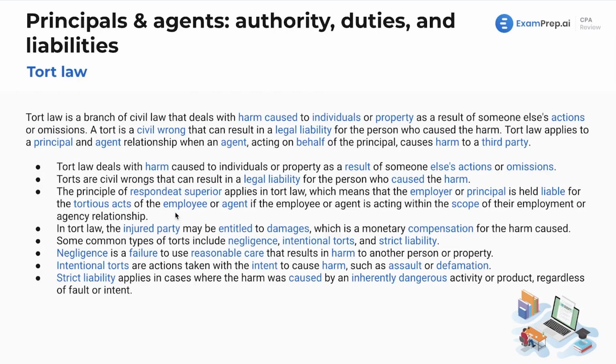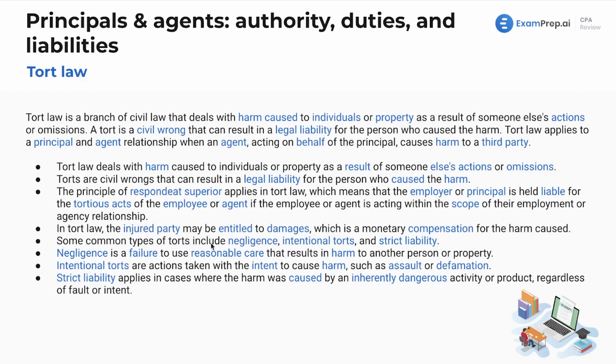It really depends on if you are following the employer's rules and regulations and what you're supposed to be doing within the scope of your job to the letter of the law, then the employer is at fault. Pretty much for the purpose of the exam, if you do one thing to break sort of what you should be doing, then you are going to be at fault. Now, in tort law, the injured party may be entitled to damages, which is monetary compensation for the harm caused.